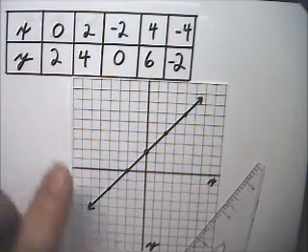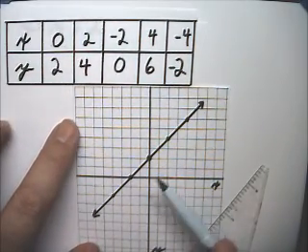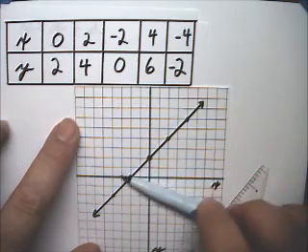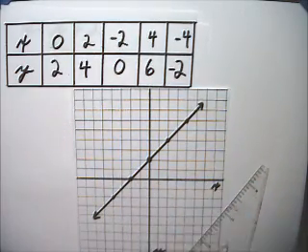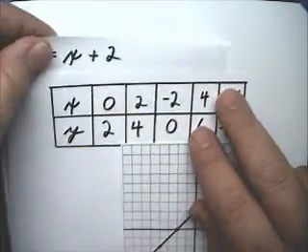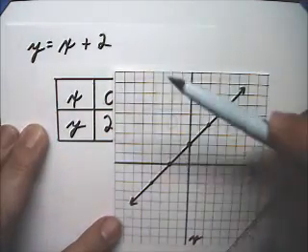So what we notice is that the points all line up. As x gets greater, y also gets greater. As x gets smaller, y gets smaller. There's plenty of things that we can really notice from here.